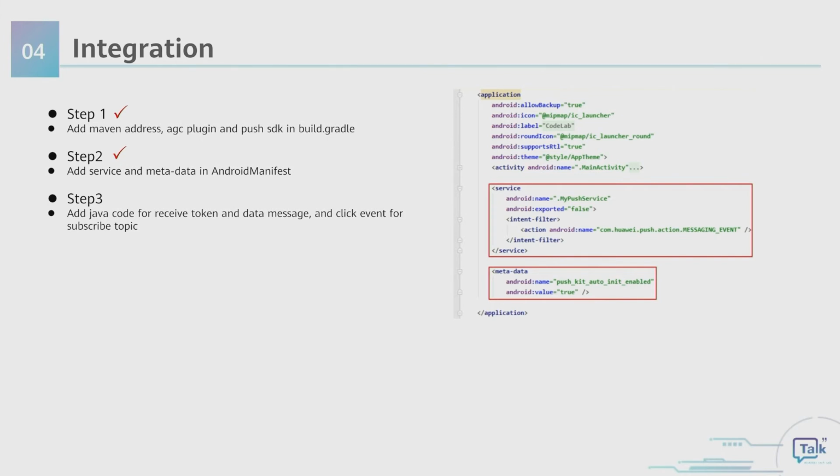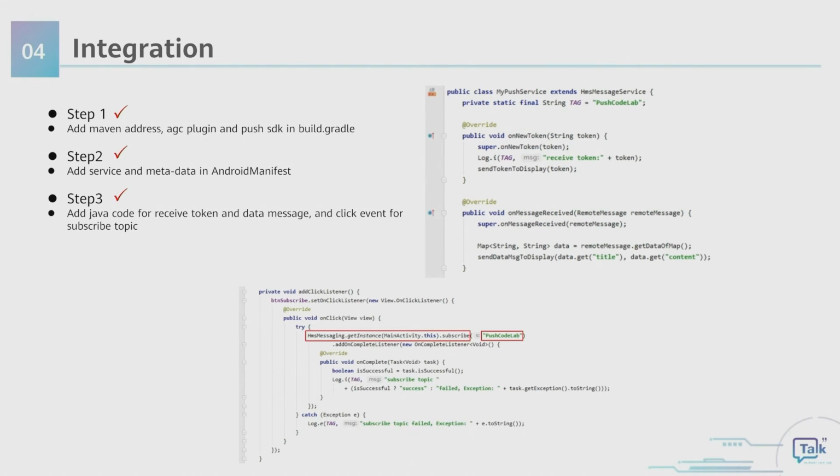In the code, we'll add the class extending the HMS Message Service class. And as mentioned, we'll add the onNewToken method and then the onMessageReceived method. As we have added the metadata PushKit auto-init enabled in the Android manifest, the token is requested automatically on app launch, and onNewToken will receive it. They will send the result to the display for us to verify.